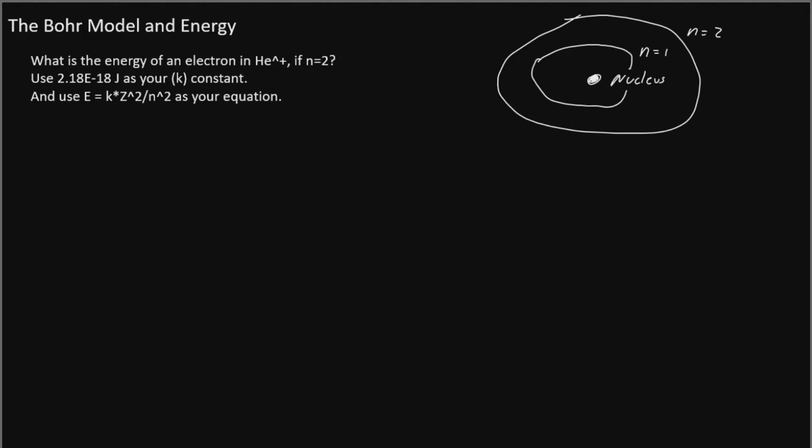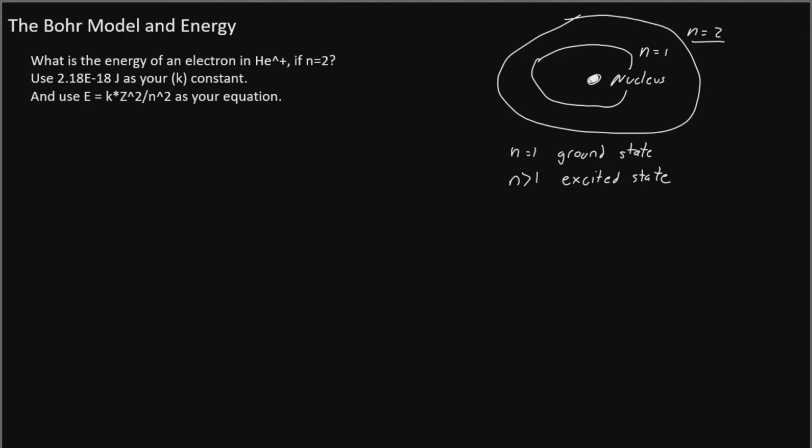Now, we are asked, what is the energy of an electron in helium plus if n=2? So we are being asked about the second level, not the first level. First level would be considered ground state, while any levels above 1 are called excited state. Therefore, n=2 would be the first excited state.